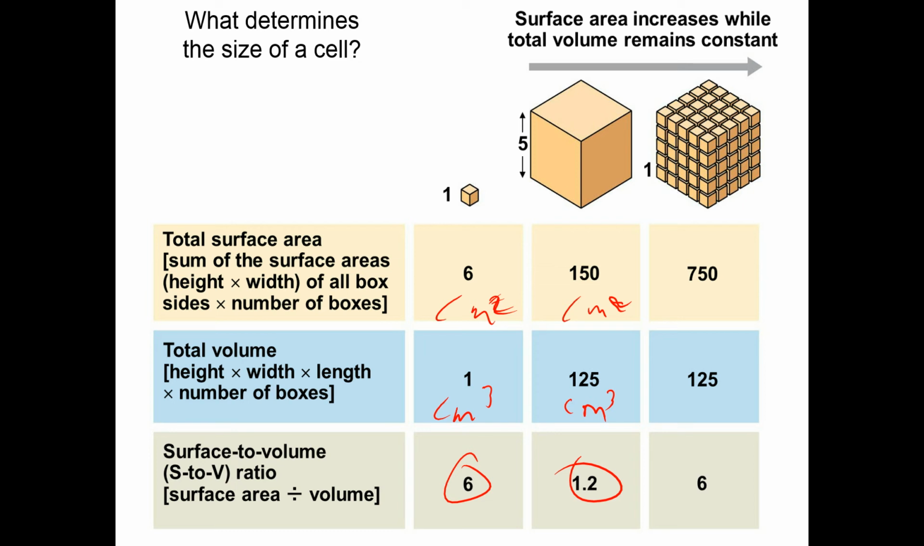Now, what about a cell that has the same total length, width, and depth as the 5 centimeter cube, but is actually made up of smaller 1 centimeter cubes? Well, in this case, your total surface area is 750 centimeters squared, your total volume is 125 centimeters cubed, and your surface area to volume ratio is 6.